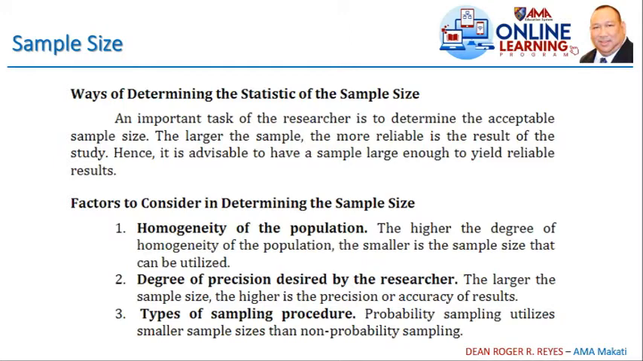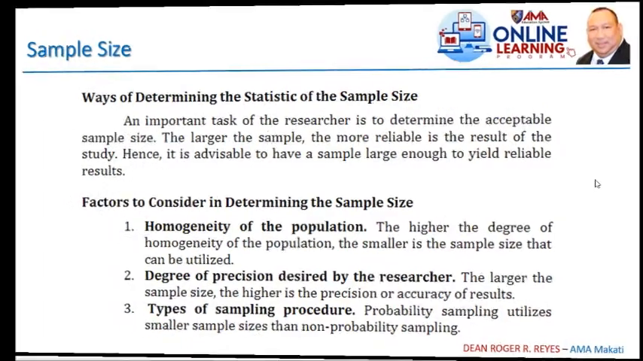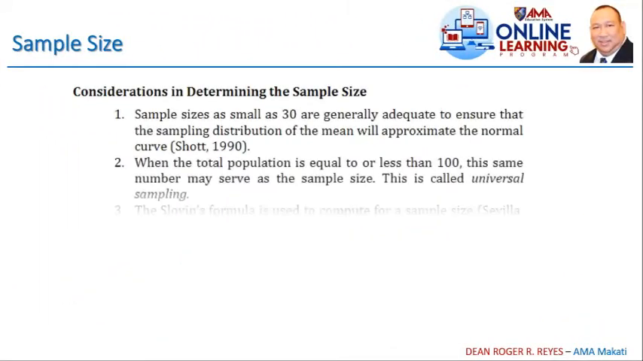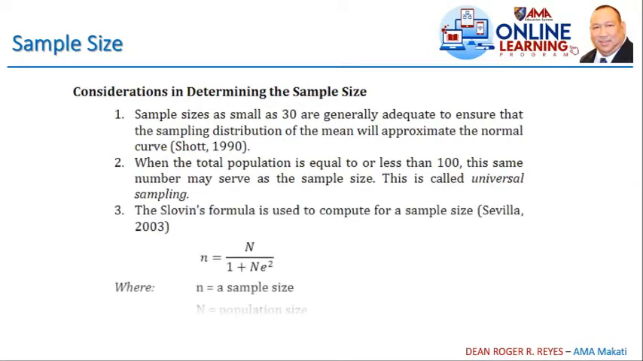Types of sample procedure: probability sampling utilizes smaller sample sizes than non-probability sampling. So, di ba meron tayong dalawa, probability at saka non-probability? Sabi lang dito, probability sampling utilizes smaller sample sizes than non-probability sampling.